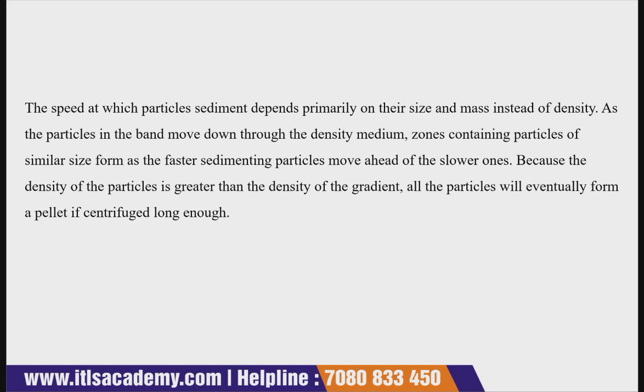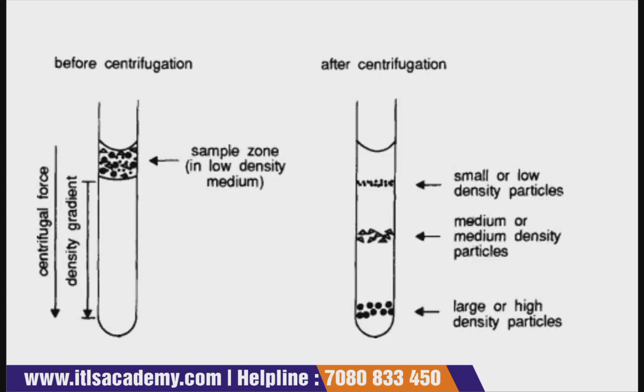Because the density of the particle is greater than the density of the gradient, all particles will eventually form a pellet if centrifuged through a long enough time. So this is somewhat how the diagram looks. Before centrifugation, it looks like the sample zone. This is a sample zone, in a low density medium, and then after centrifugation the larger ones settle down, the medium ones go in the middle, and the smaller particles which have low density come on the top.